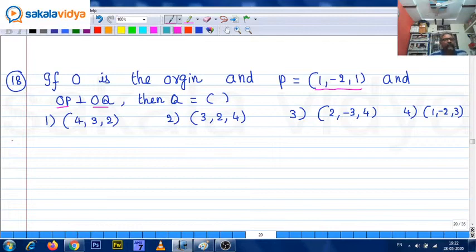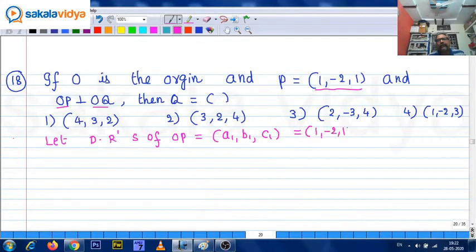So first, let us say direction ratios of OP, A1 B1 C1 equals 1 comma minus 2 comma 1. You may get one doubt: because O is the origin 0 comma 0 comma 0, x2 minus x1, y2 minus y1, z2 minus z1 are the direction ratios. 1 minus 0, minus 2 minus 0, 1 minus 0, you get the same thing only.